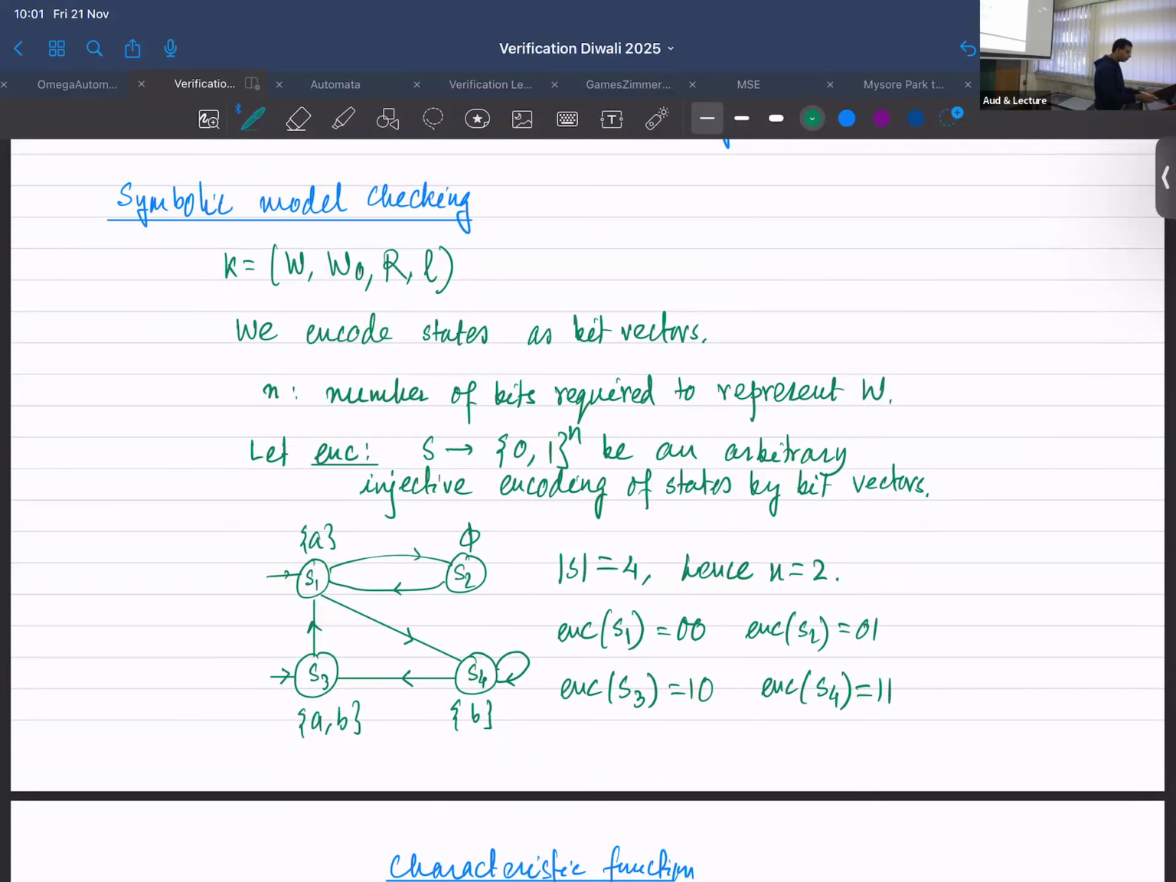Essentially, you can encode the states using bit vectors. You have these states, and then you can have such an encoding. For example, if you have four states here, you will need two bits, and the encoding is like this: S1 is encoded as 00, S2 as 01, S3 as 10, S4 as 11, and so on.